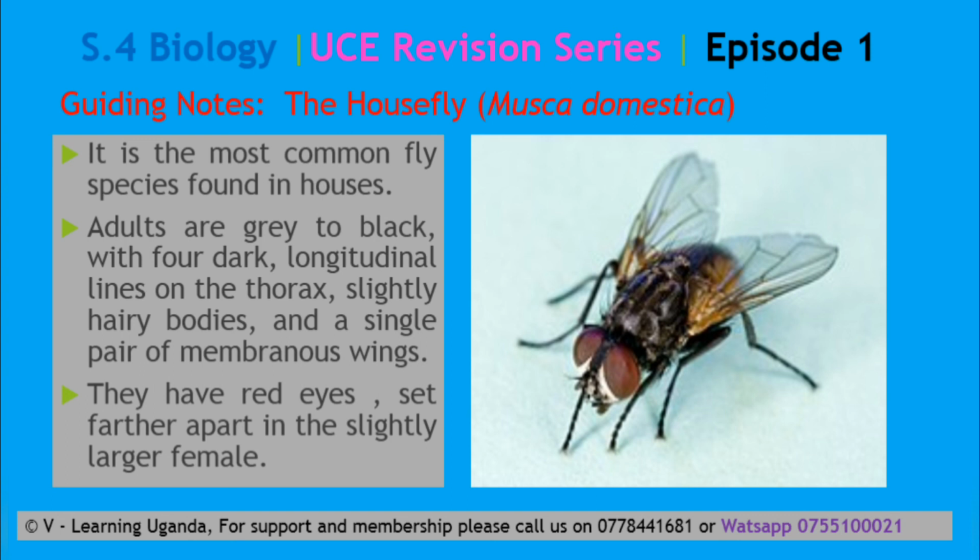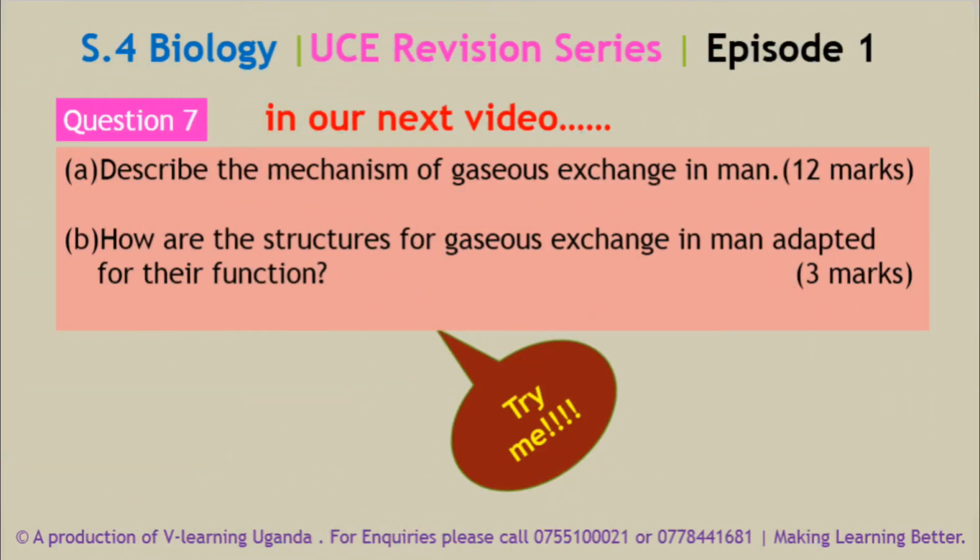As we always do, at the end of every question, we give you some guiding notes. On the screen right there is how a housefly looks, and it's called Musca domestica. It is the most common fly species found in houses, with very big eyes. And you can pause this and read more about what I'm talking about.